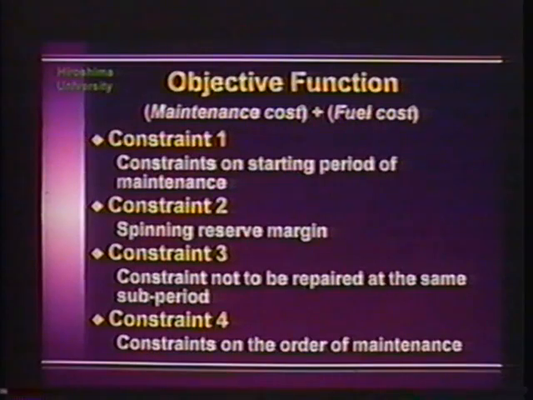The next constraint is concerned with the spinning reserve margin. Spinning reserve means there is a possibility that a large generator is out because of a sudden fault. In that case, we must still provide power to customers. So mostly independent power systems secure the spinning reserve as 6 or 7% of their total power generation. Constraint 3 is the constraint not to be repaired in the same sub-period. This mostly comes from the limitations on the number of work crews. And the last constraint is on the order of maintenance. This is mostly in the steam plant. As you know, there are 4 or 5 steam units, and so there is an order of starting the maintenance. And so we assume these 4 constraints in thermal unit maintenance scheduling.